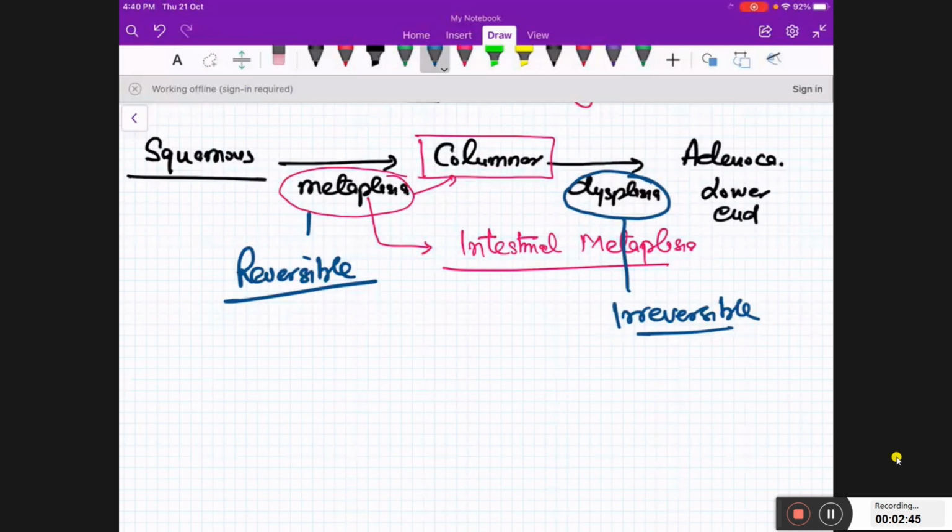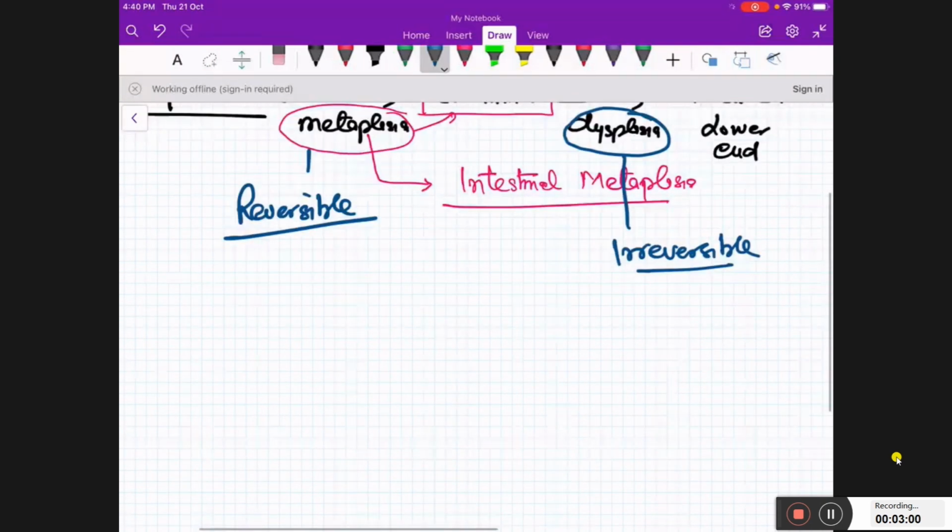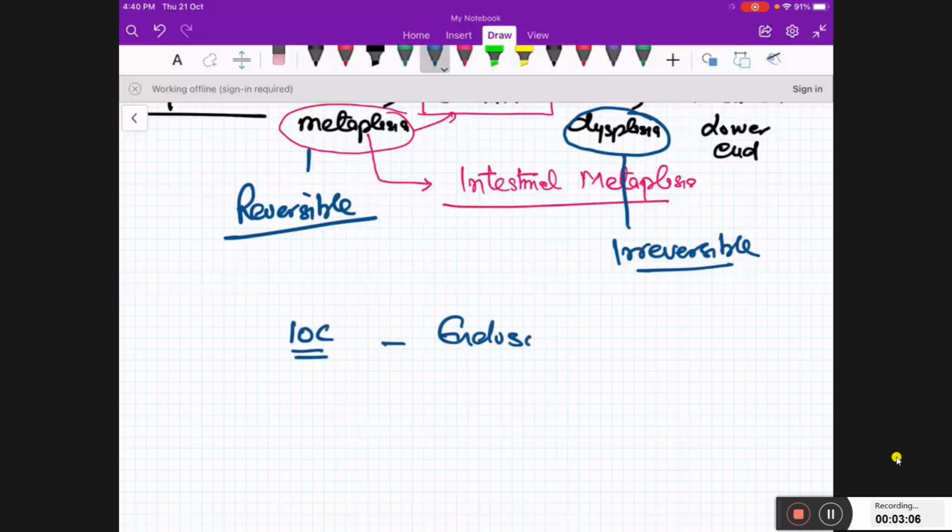So how can we prevent this metaplasia to dysplasia? If we diagnose it aggressively, and obviously if we manage it aggressively, then only we can prevent this metaplasia from progressing to dysplasia. So how are we going to diagnose it aggressively? What is the investigation of choice for this? Investigation of choice for this is endoscopy.